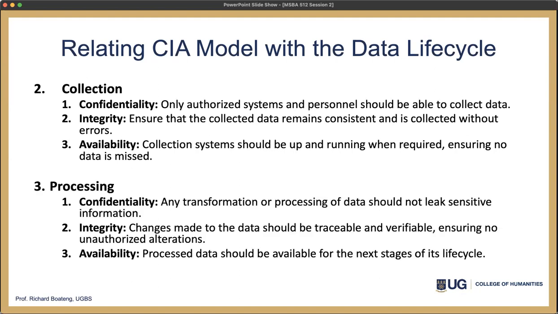Then processing. Confidentiality: any transformation or processing of the data should not leak sensitive information. Integrity, in this sense: changes made to the data should be traceable and verifiable, ensuring no unauthorized alterations. Availability: processed data should be available for the next stages of the life cycle.